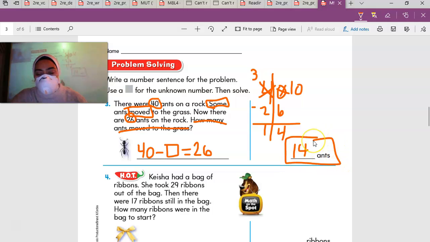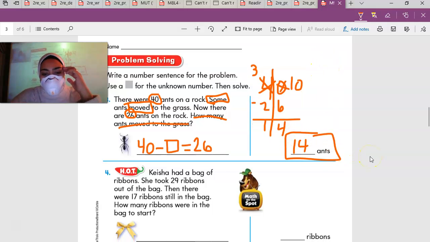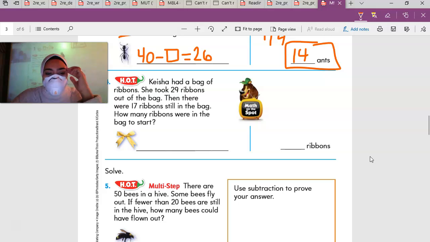And you can always do this extra step by checking. So do 40, take away 14, and see if that makes 26. You can, but I'm pretty sure 14 is the answer. All right, let's watch the video for number 4 and 5.